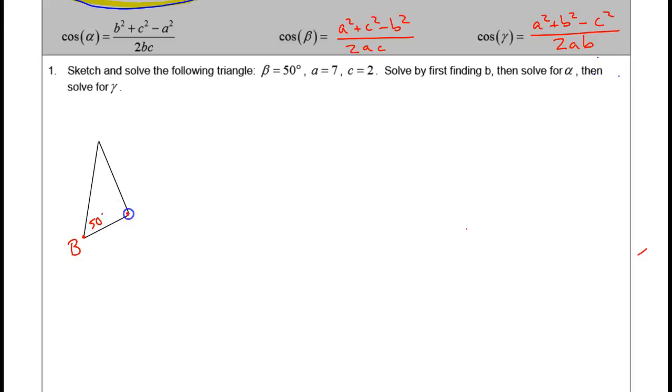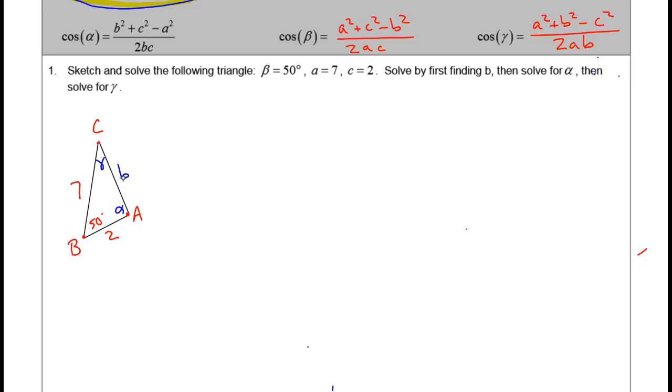A has a side length across from it of 7, and C has a side length across it of 2. So that's the information that I'm given. What I don't know but have to find is alpha, gamma, and lowercase b.